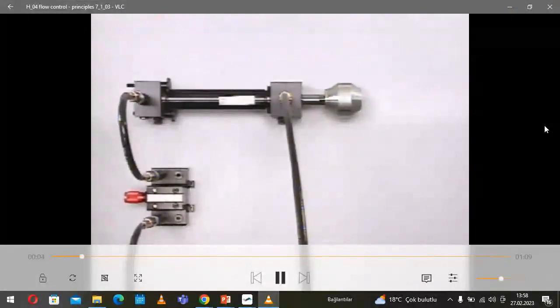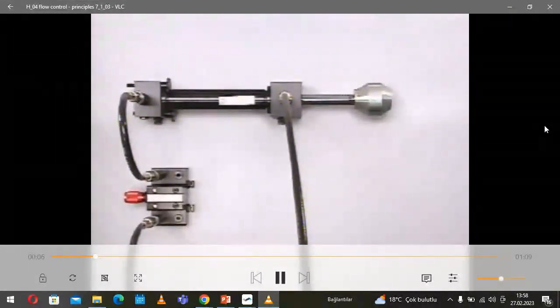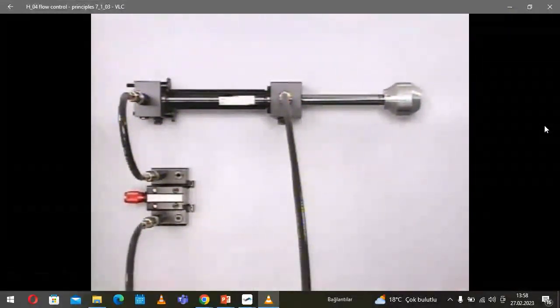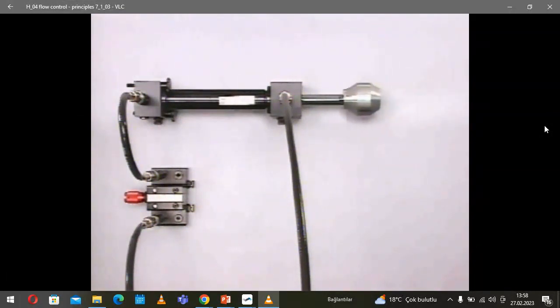There are two ways to restrict flow. Here we see restriction of oil supply. Restricting the flow in the supply line for advancing the piston causes the oil to heat up. But warm oil reduces the precision of piston motion in the cylinder.